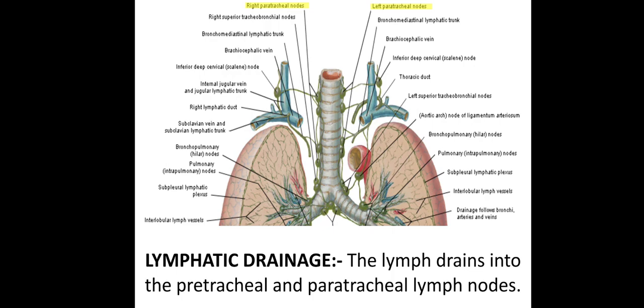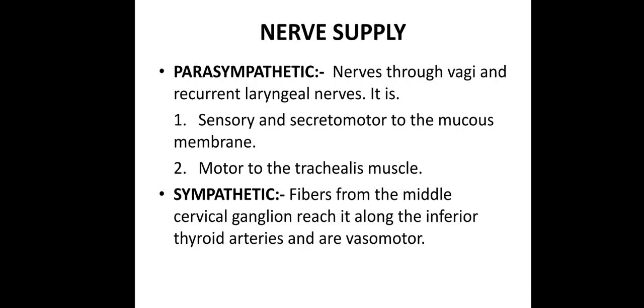Lymphatic drainage. You can see this is the trachea and this is the lymphatic drainage. The lymphatic drainage of the trachea goes to the pretracheal and paratracheal lymph nodes. You can see the highlighted right paratracheal lymph node on the right side, and the left paratracheal lymph node on the left side. So lymphatic drainage drains into the pretracheal and paratracheal lymph nodes of both sides.